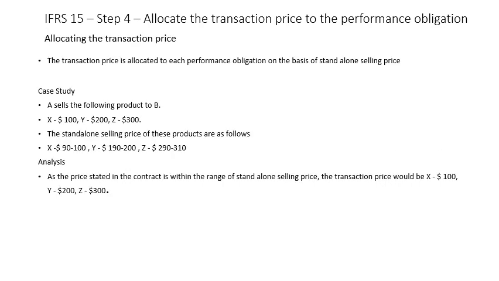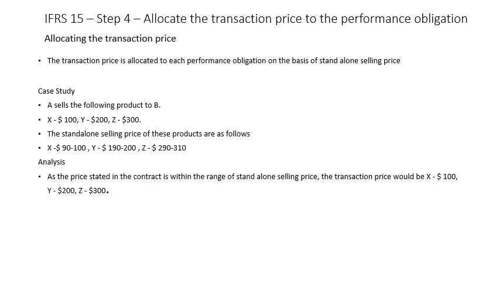Allocating the transaction price. Once the standalone price is determined, the transaction price is allocated to each performance obligation based on the standalone selling price. In scenarios where the stated contract price is an acceptable estimate of standalone selling price for all the performance obligations in the contract, the allocation process is very simple. However, if the stated contract price is outside the range of an estimated standalone selling price, then additional calculation would be required.